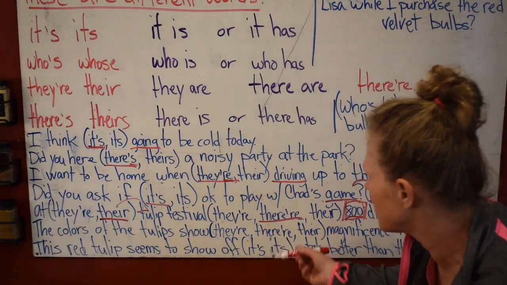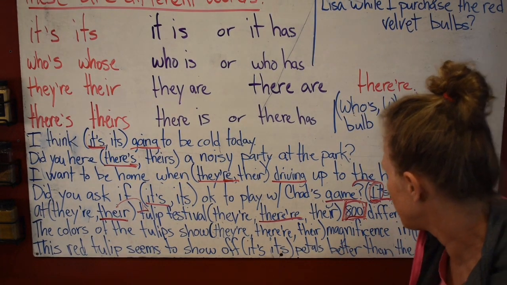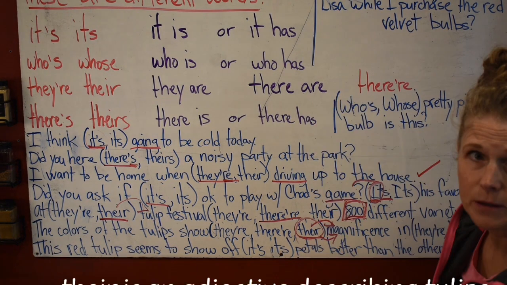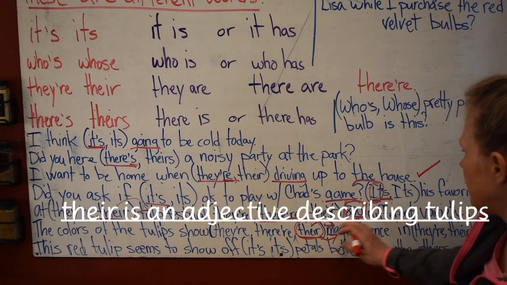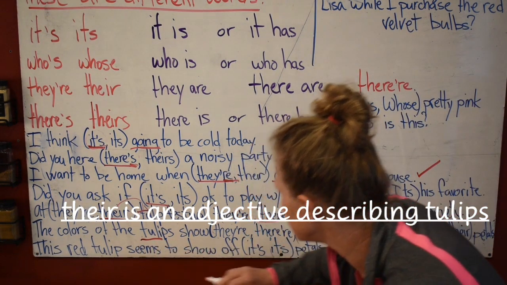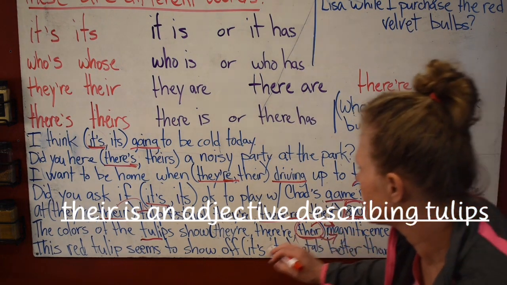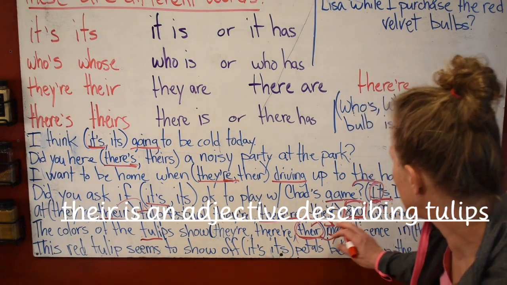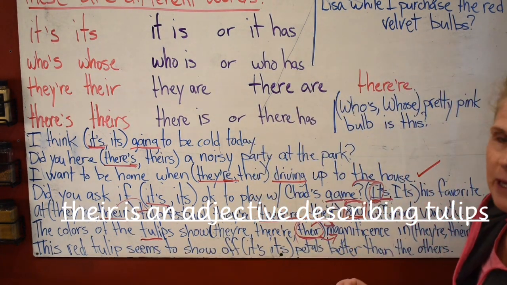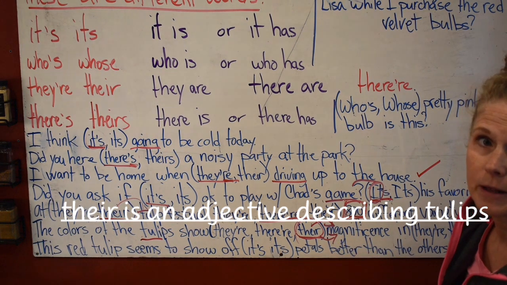What are we showing here? Third one. The third one there. I agree because it's describing tulips. Yeah, its magnificence is describing tulips. Show their magnificence, the magnificent tulips. See how you can say that? If I can put this in front of tulips and it completely makes sense, you know you have an adjective.